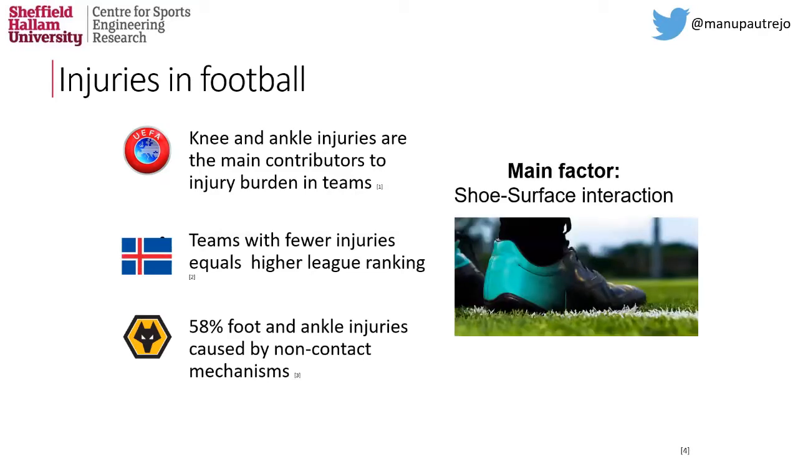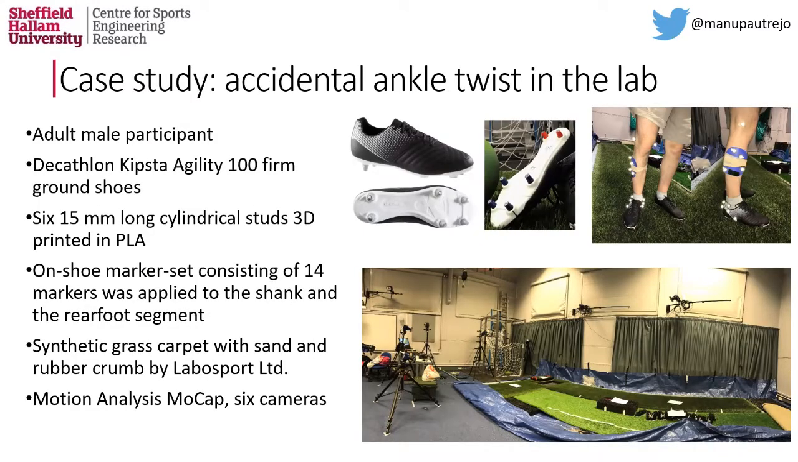Of all of the factors that could cause an injury, a clear risk is the traction between the shoe and the playing surface. I'm going to describe the case study of an accidental ankle twist that happened in the biomechanics lab at Sheffield Hallam University.